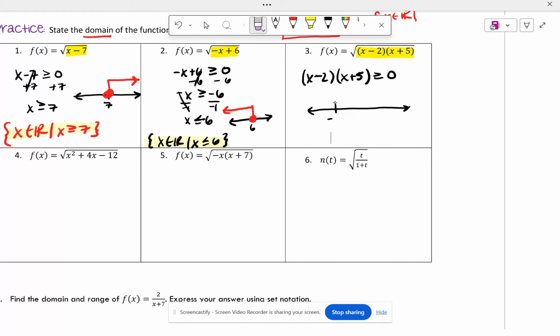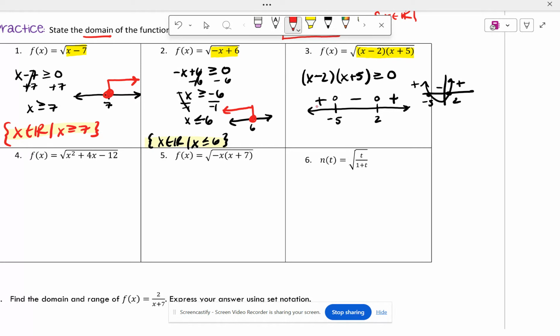That's a 5. And then right at those solutions, we have a 0. And you can envision that this is an upward facing parabola with roots that look like this. So we have positive, negative, positive for our number line.